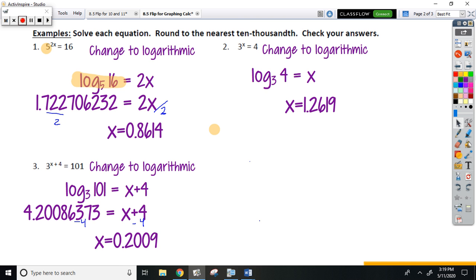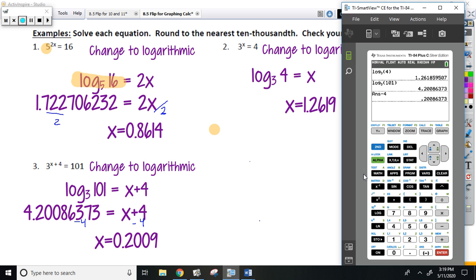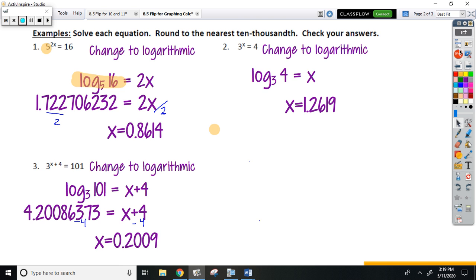So I just wanted to show you guys that alternate method to solve equations that have variables in the exponents. Remember, you also can check these answers. If you want, you can store this answer for x and then go back and type the original question in, so 3 to the power x plus 4, and make sure you get 101 back. So you can always check your answers to make sure you got the correct one.